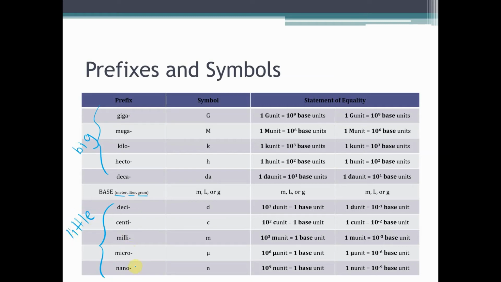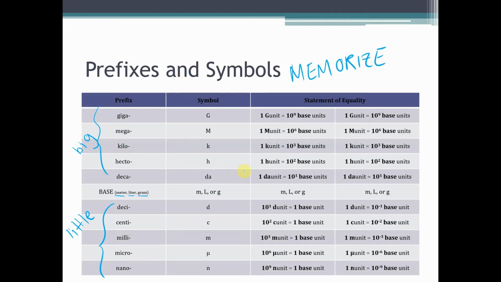A nanometer is tiny. A microgram is tiny. These are very, very small. And the farther down you go, the smaller you get. The farther up you go, the bigger you get. These are prefixes. These are things we are going to use all year long. And as such, it is important that you memorize them.